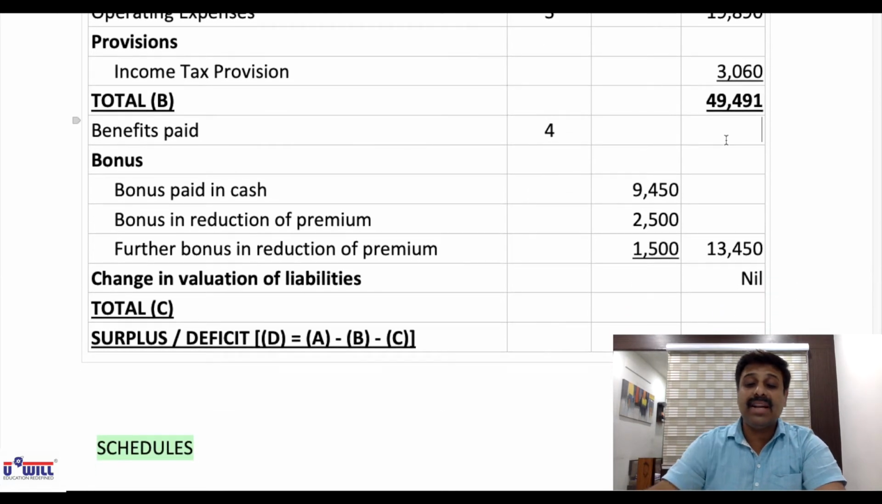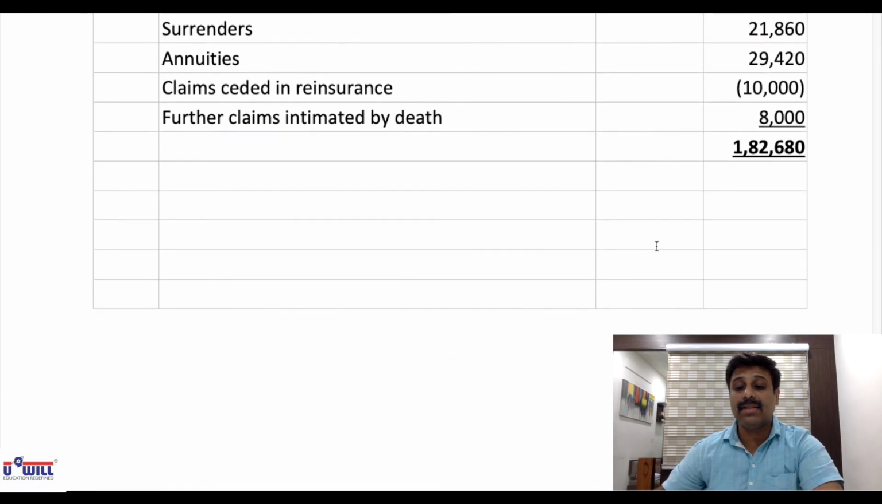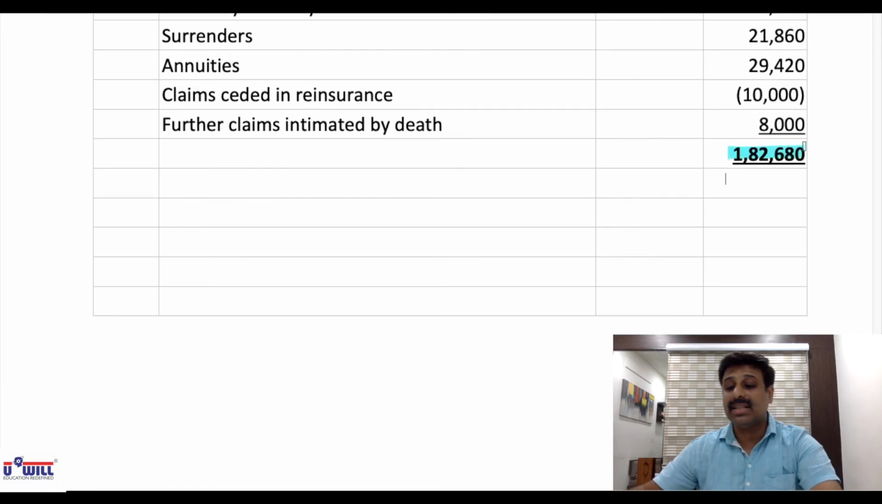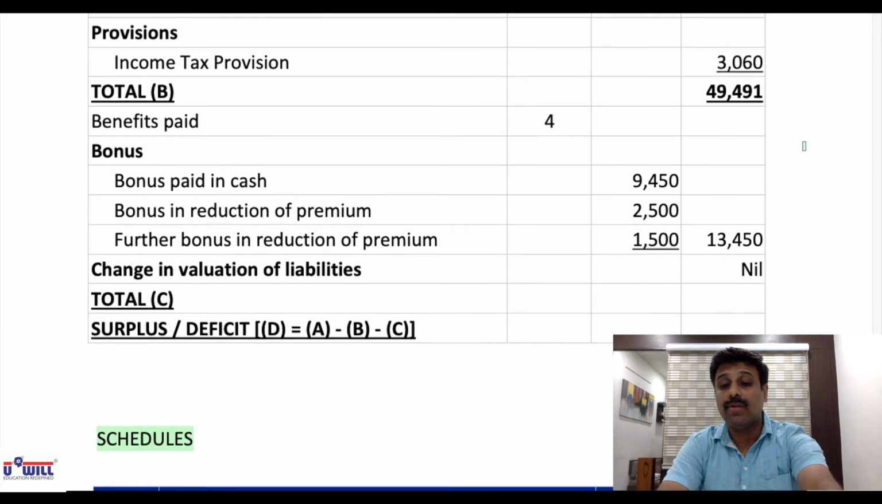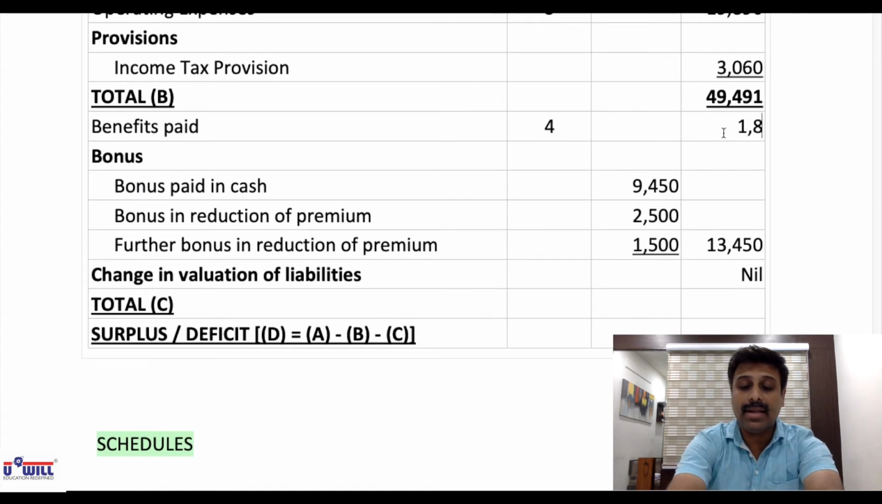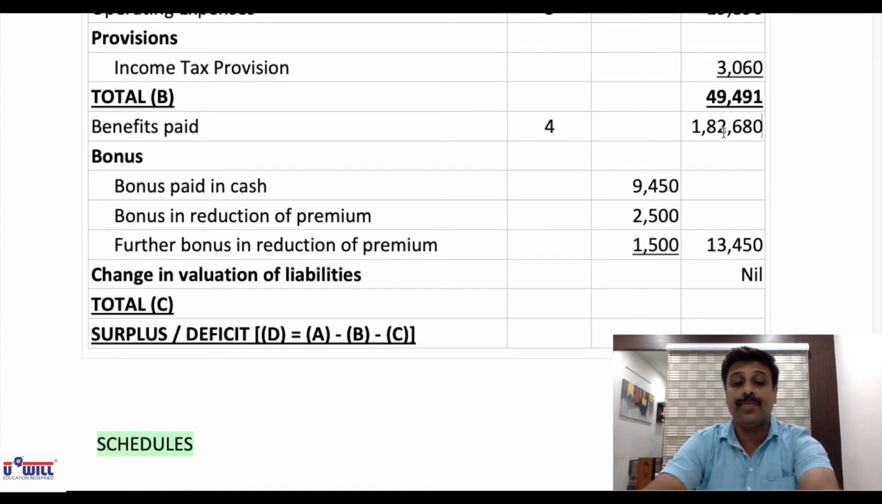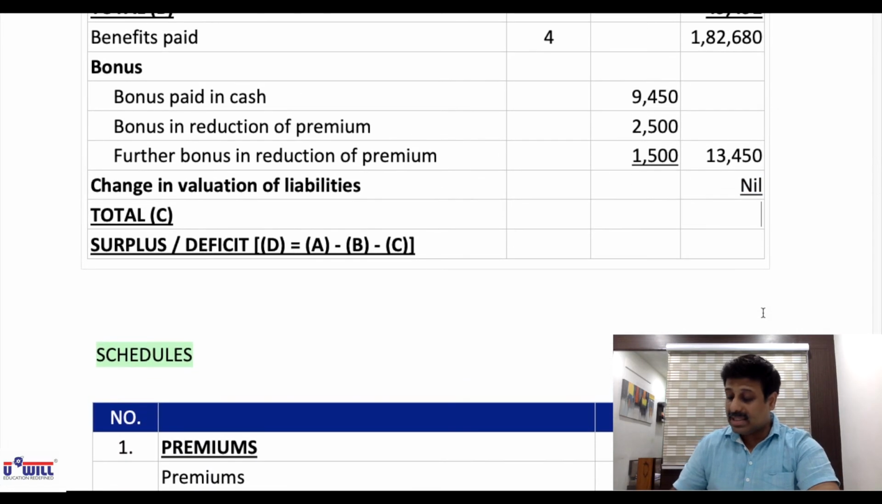Then benefits paid we get from schedule number 4, that is 182680. So all of you write down 182680. So here again we can get the total of C. Do it everyone. 182680 plus 13450 and liabilities are nil. So 196130.